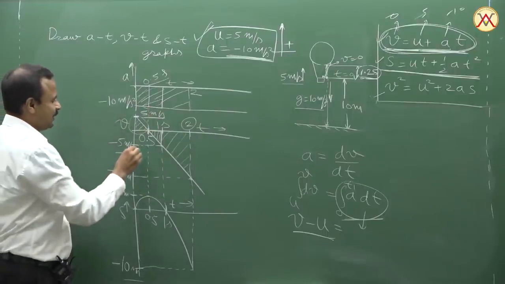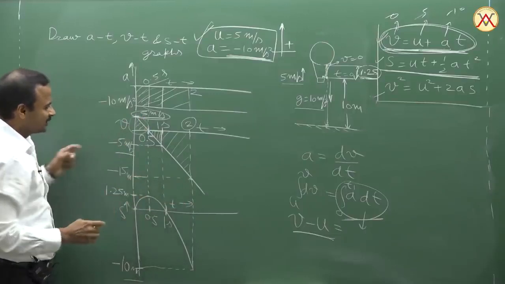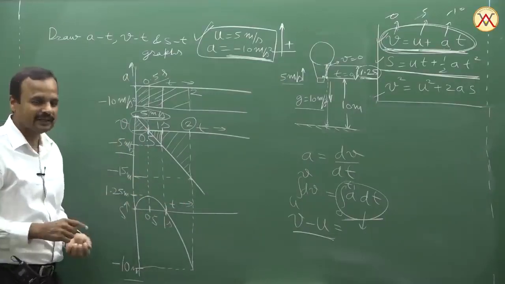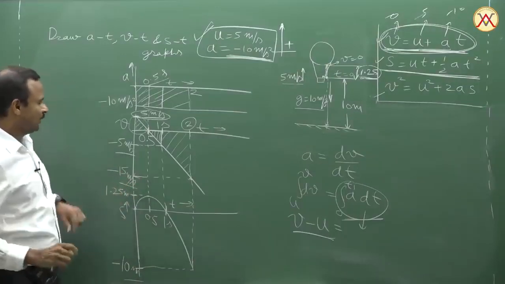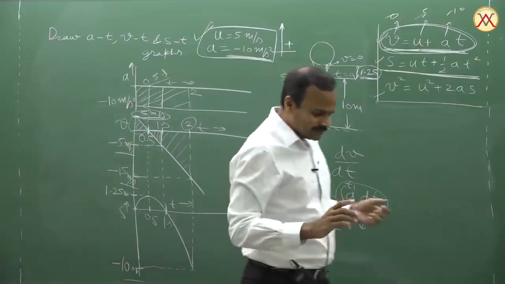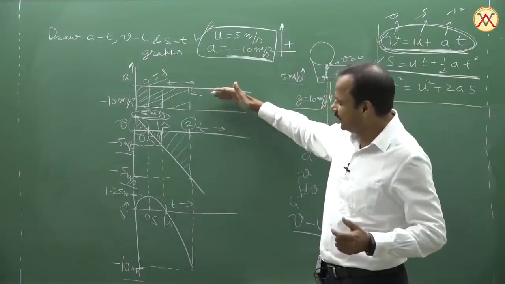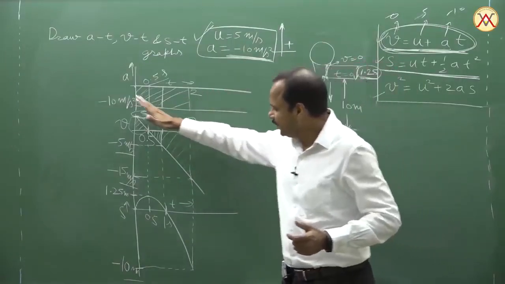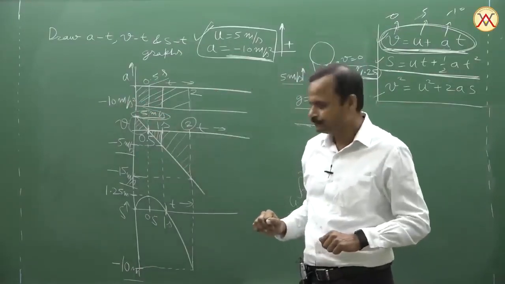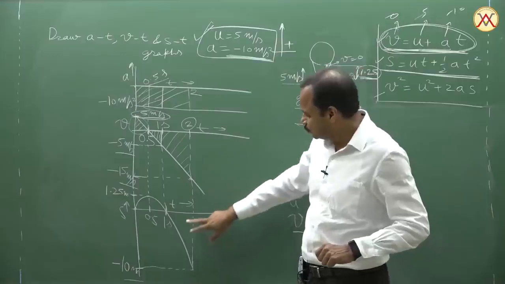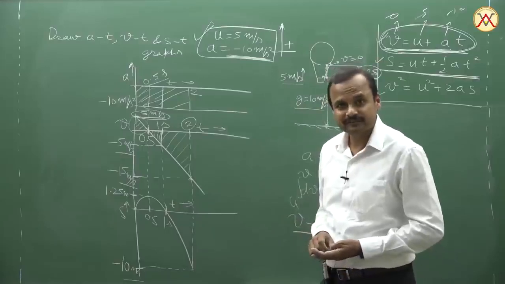So change in velocity for this duration of 2 seconds is minus 20. Alright, and you can see what is happening. It changes from plus 5 meter per second at the starting point to minus 15. So the change is minus 20 meters per second in the velocity. Alright, so these graphs are related. Area under the AT graph gives you change in velocity. Area under the VT graph gives you displacement. And the slope of the ST graph gives you the velocity.